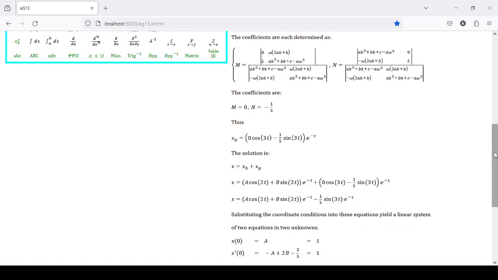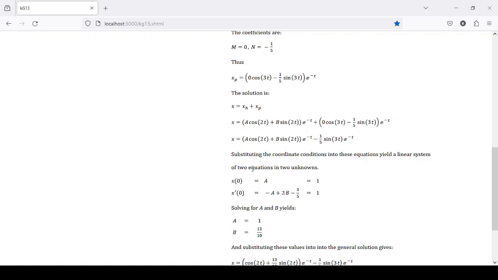But we have initial conditions. That means we can determine our A and B. x of naught is 1. How do we get x of naught here? By substituting t equal to 0 in here. If you do that, you will just find A. So A is equal to 1 here for the first equation.